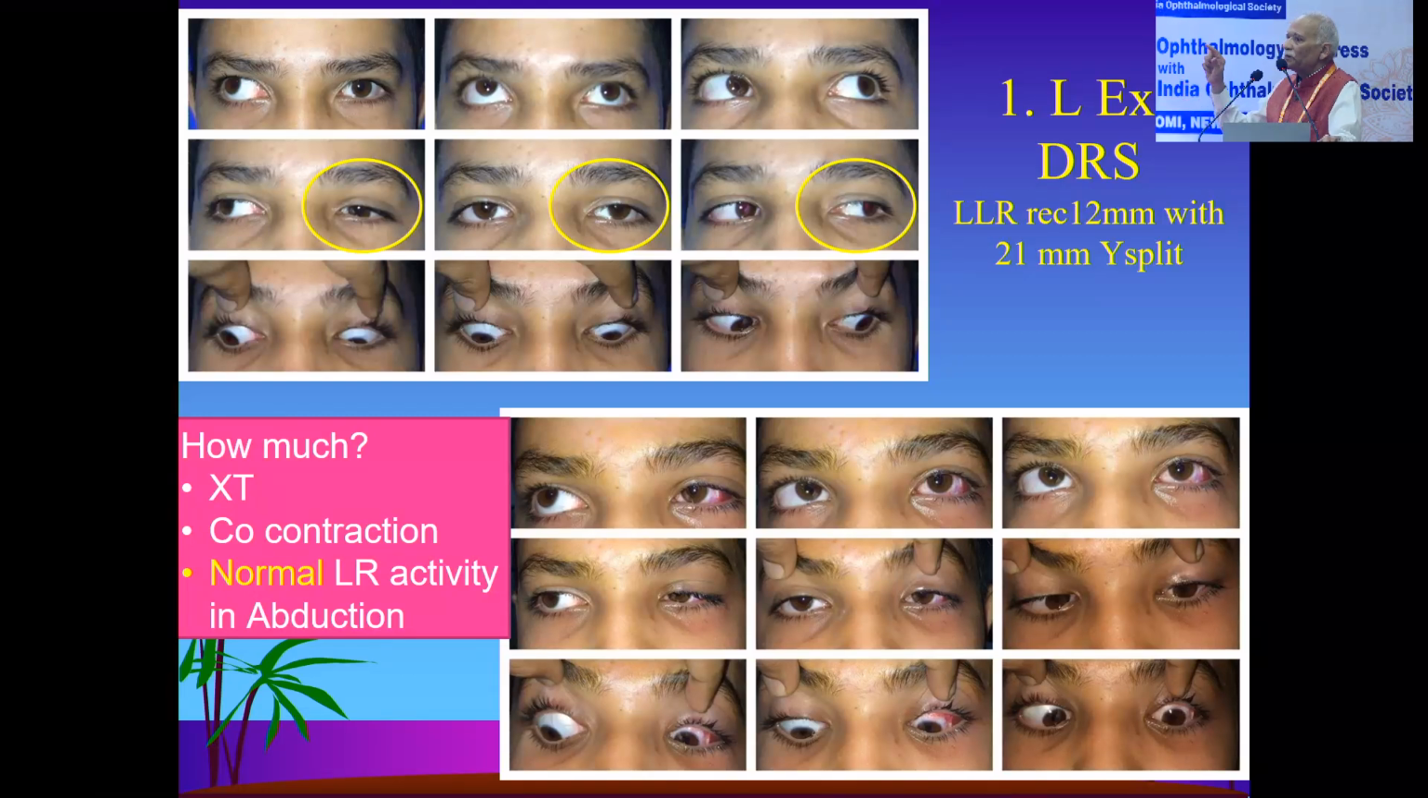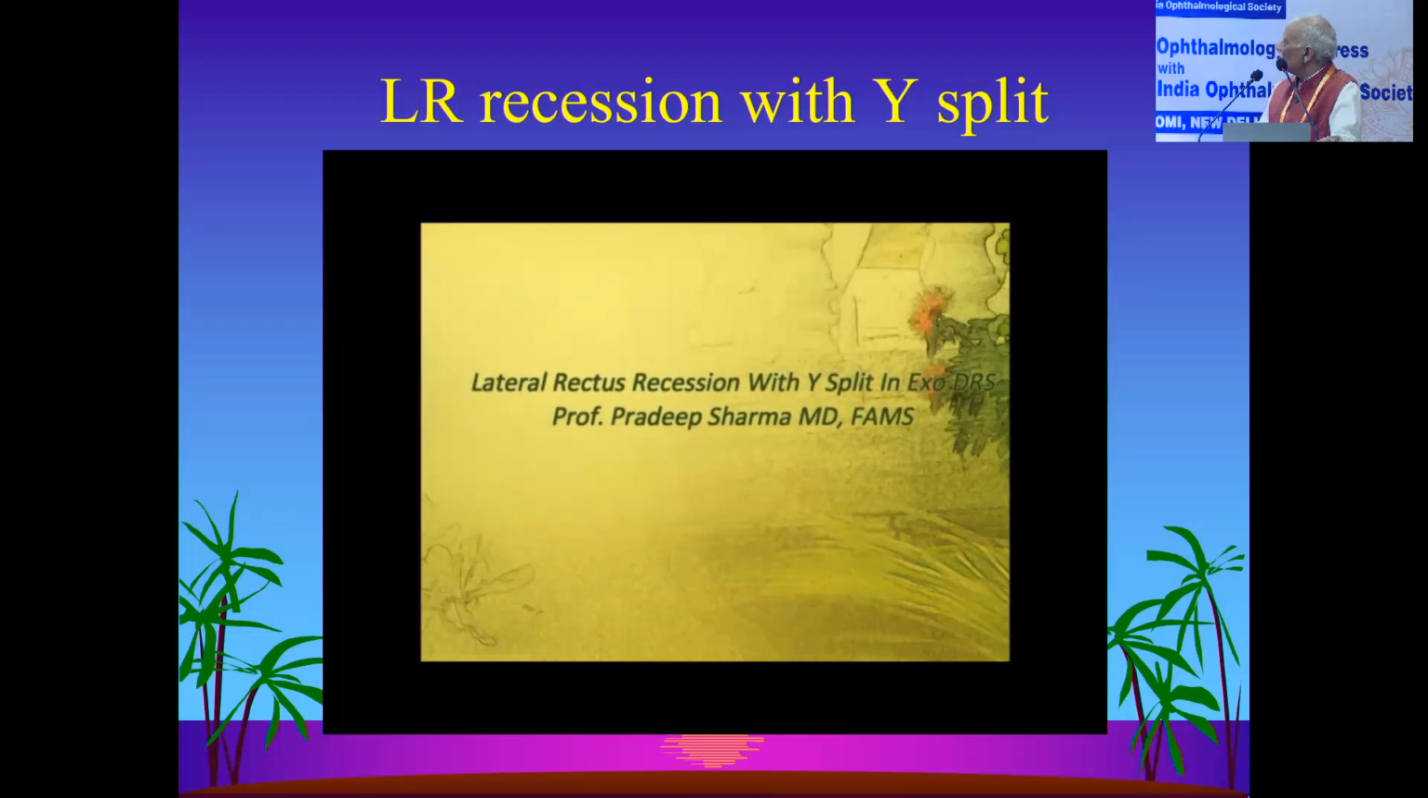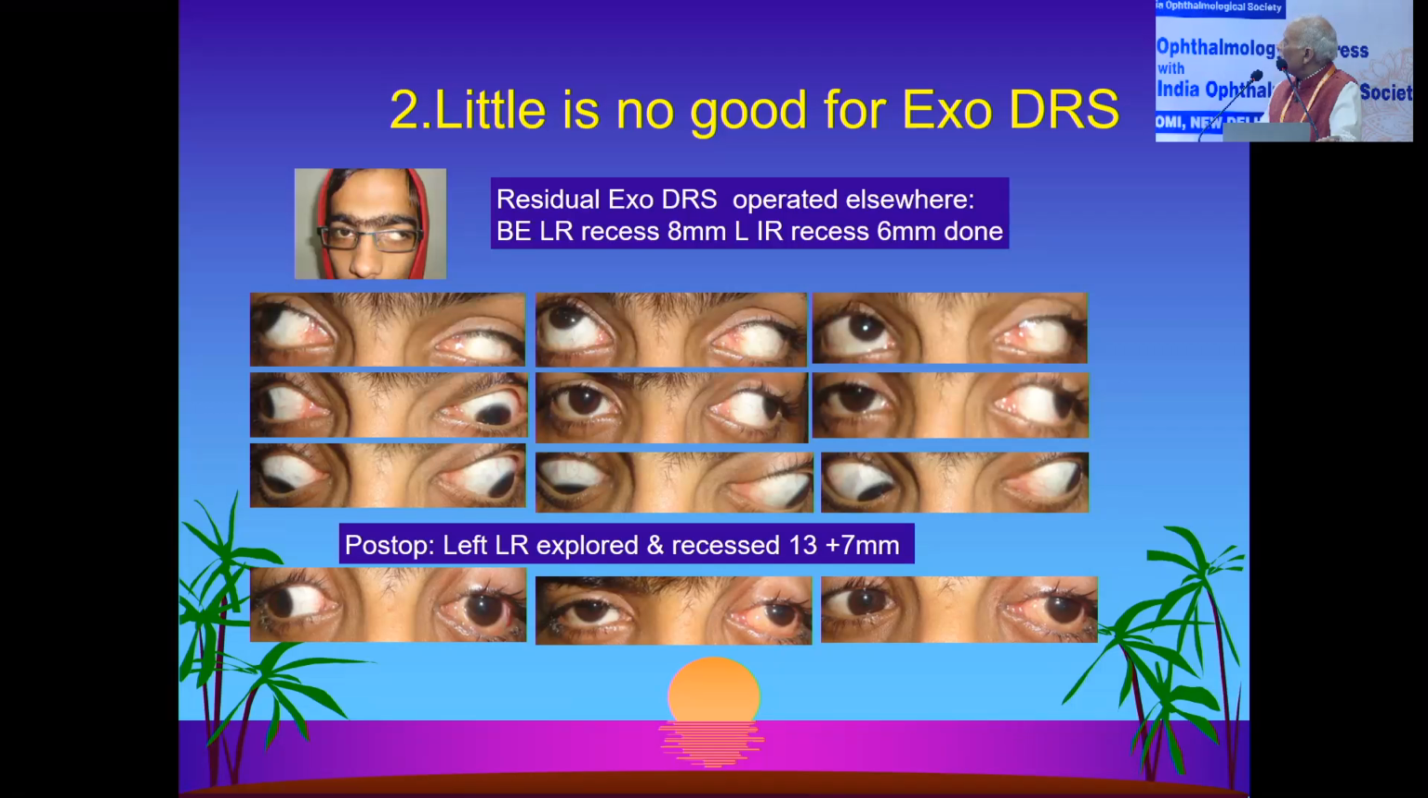LR recession will depend upon the exo in the primary position and the retraction, and the split is going to take care of the upshoots and downshoots. Remember, it's a recession which is taking care of retraction, not the split. The split is only taking care of upshoots and downshoots. So this is a procedure of LR recession with Y split in exo DRS cases. Little is no good for exo DRS.